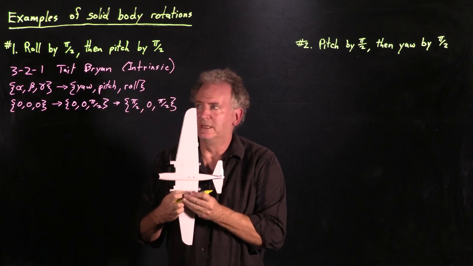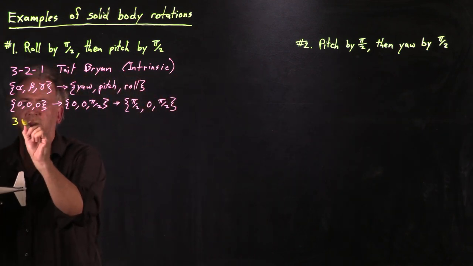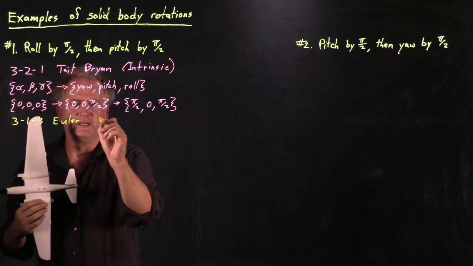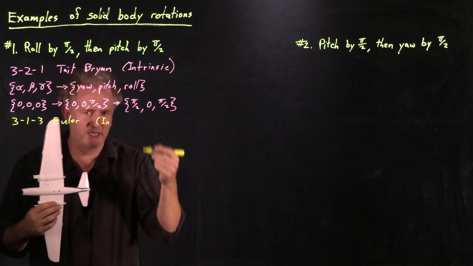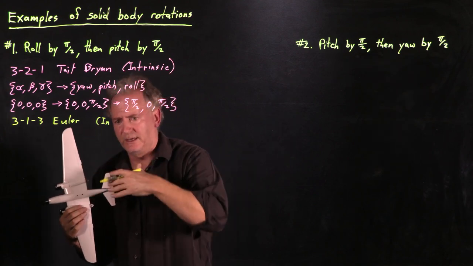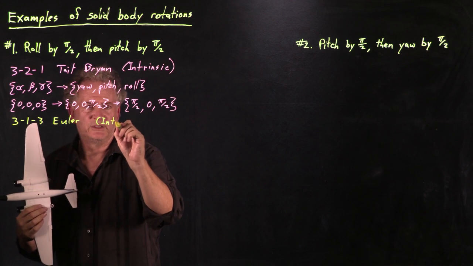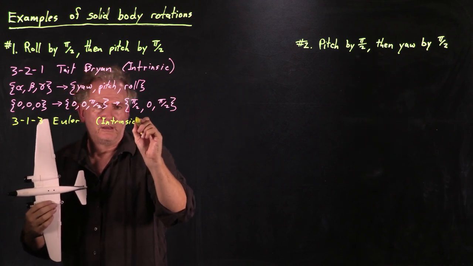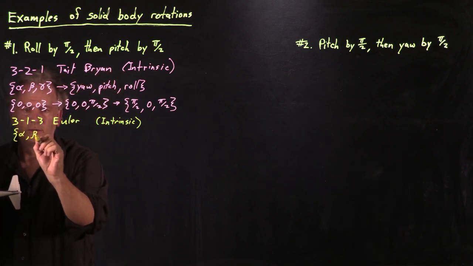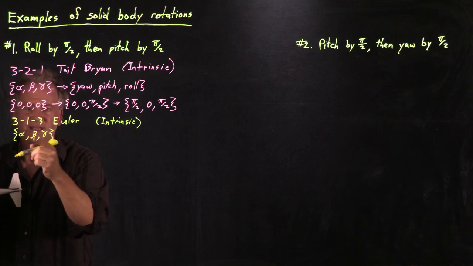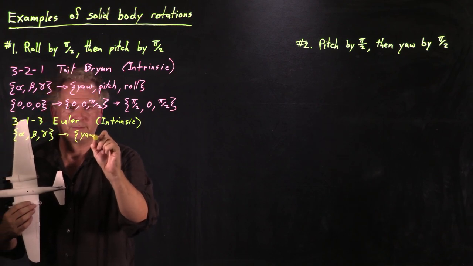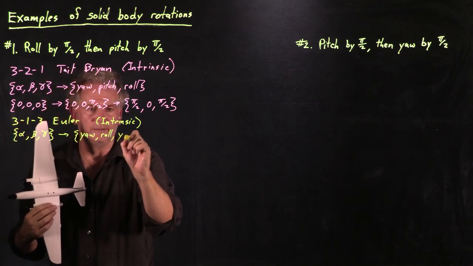Let's now look at using the 3-1-3 Euler rotation sequence and describe the same maneuver. And again, we're going to consider this rotation sequence in the intrinsic setting, where each rotation is described in terms of a rotation from the orientation left off by the previous rotation. So intrinsic. And so alpha, beta, and gamma in this case correspond to something different. Alpha, beta, and gamma, the first, second, and third rotations of this rotation sequence, correspond to yaw, then roll, then yaw again.